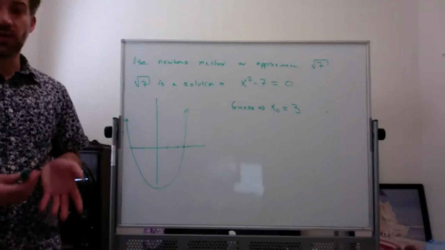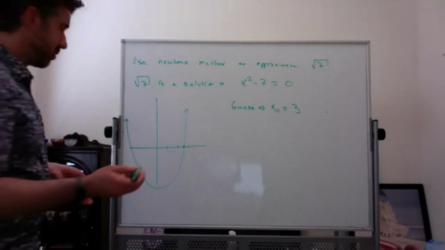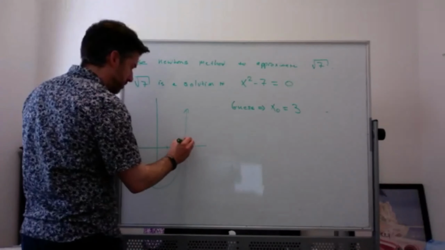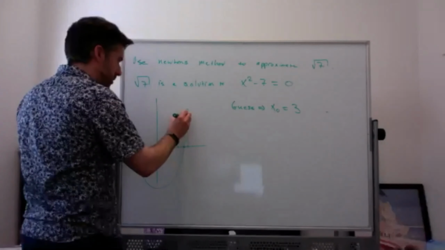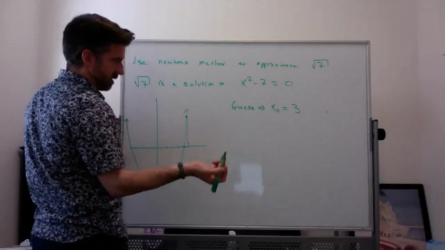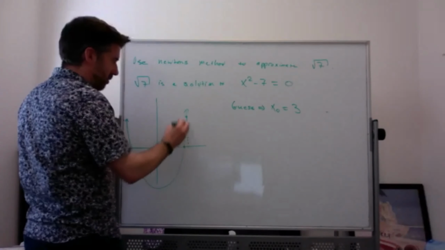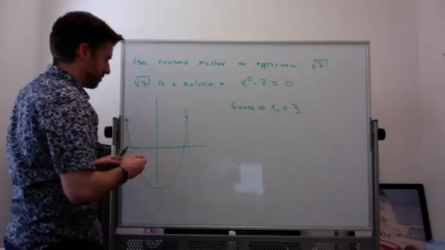And now graphically, here's what we're doing. We're going to plug in 3. When you get 3 squared minus 7, which is 2, 9 minus 7. And then we're going to draw the tangent line there. This is where things are a little bit messy.